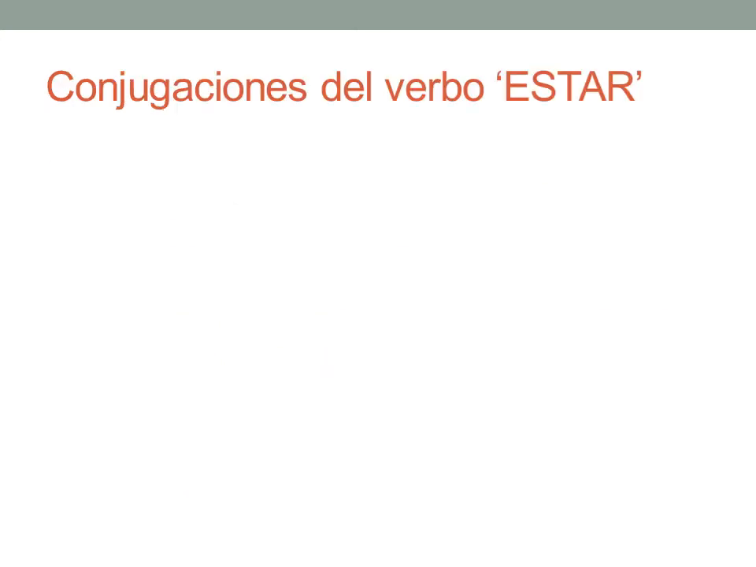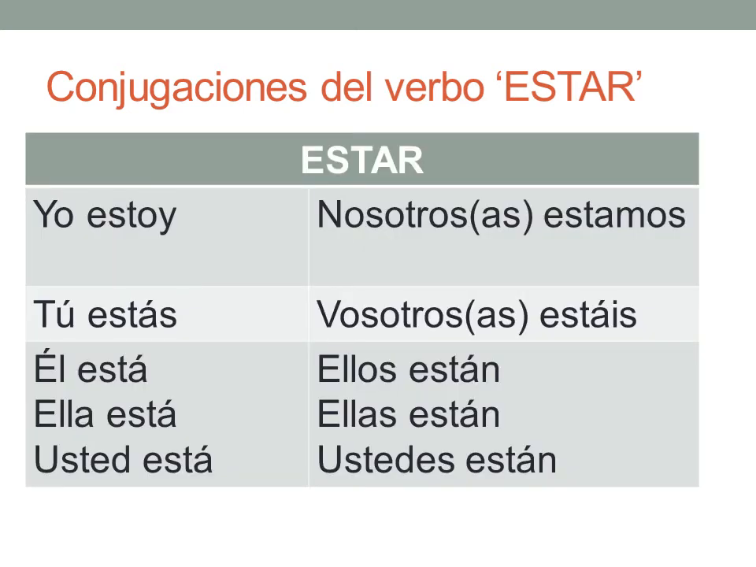Now let's talk about las conjugaciones del verbo estar. Here they are. And we've learned this once before. We have yo estoy, tú estás, él está, ella está, usted está, nosotros o nosotras estamos, vosotros o vosotras estáis, ellos están, ellas están, y ustedes están. So because this is also an irregular verb, remember you have to memorize these conjugations for both verbs.